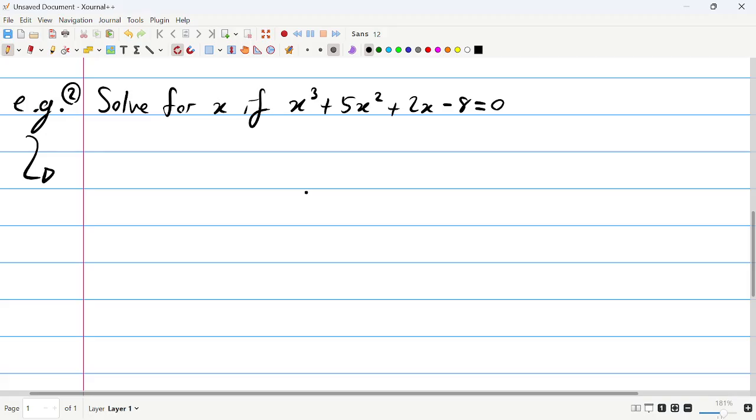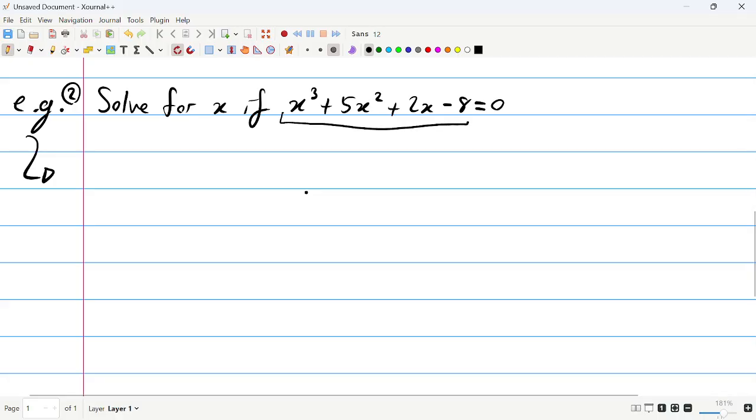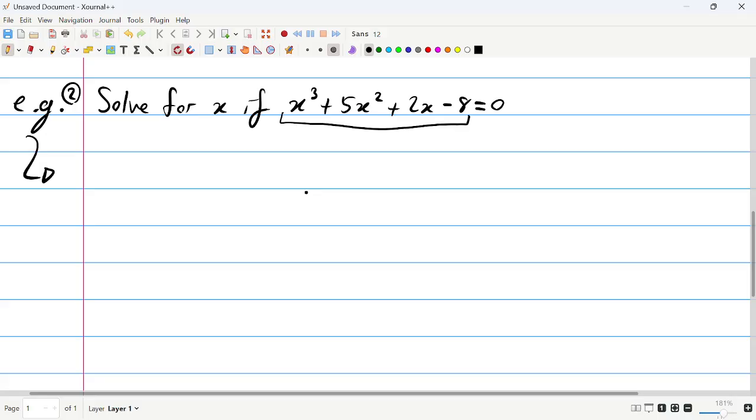Okay, holy moly, what on earth are we doing here now? So we have: solve for x if x cubed plus 5x squared plus 2x minus 8 is equal to 0. Now this is going to be a funny one, because remember when we had quadratic equations, it was only, let's say, this part, and we solved for x by factorizing the left hand side and then letting each bracket be 0. But now we have a cube. What are we going to do from here?